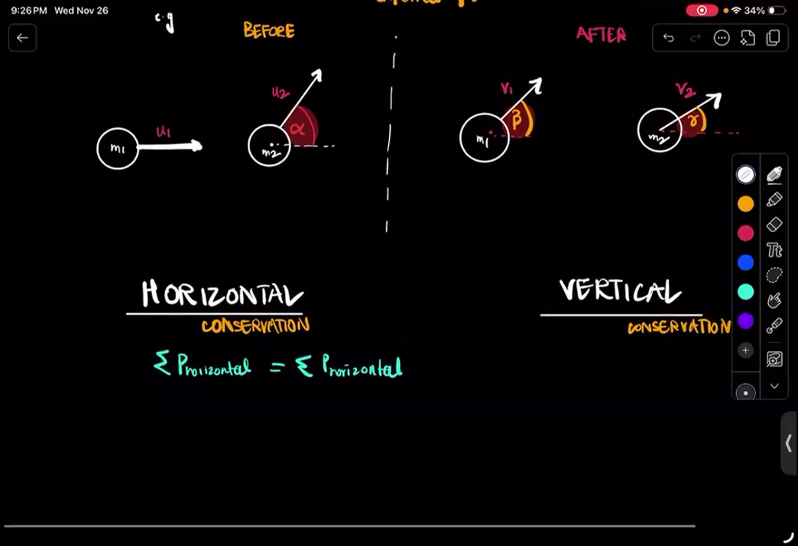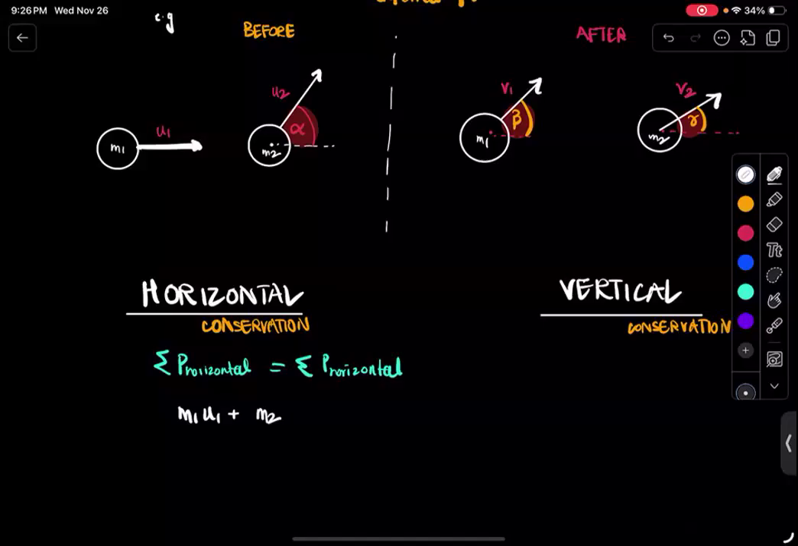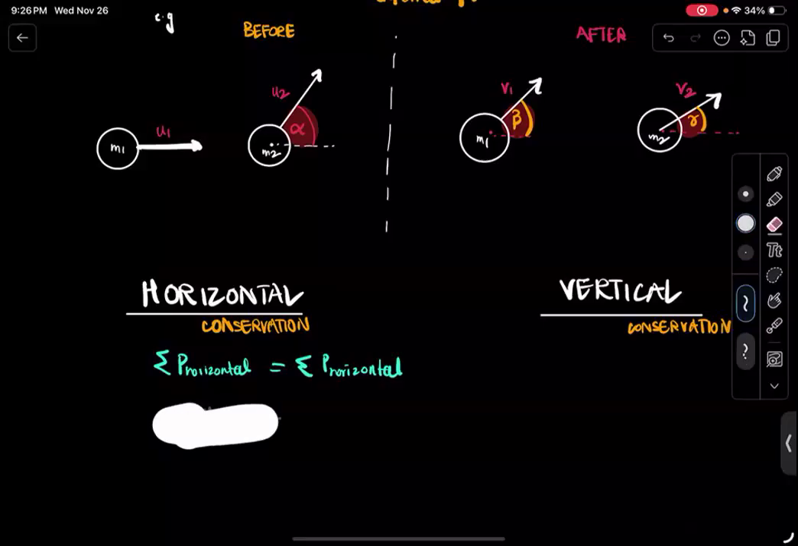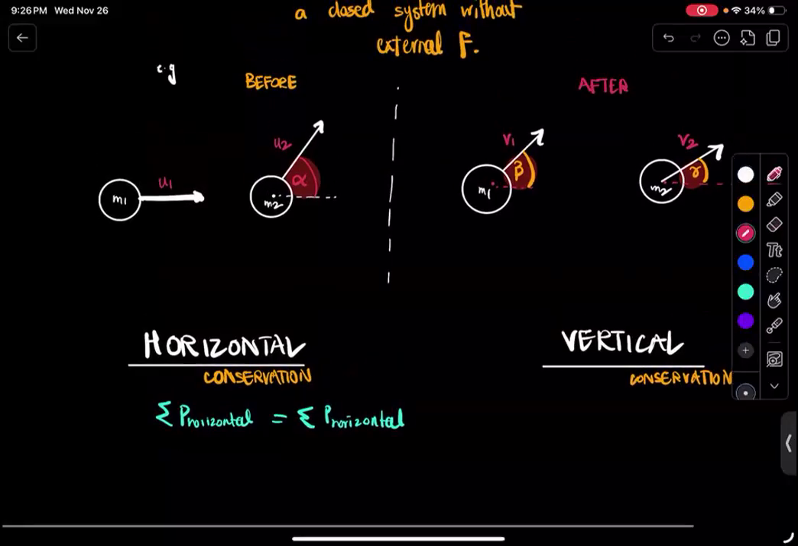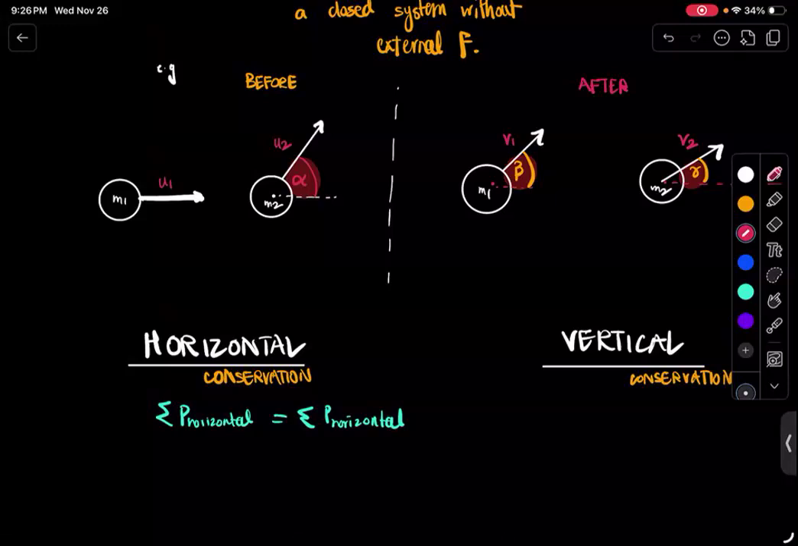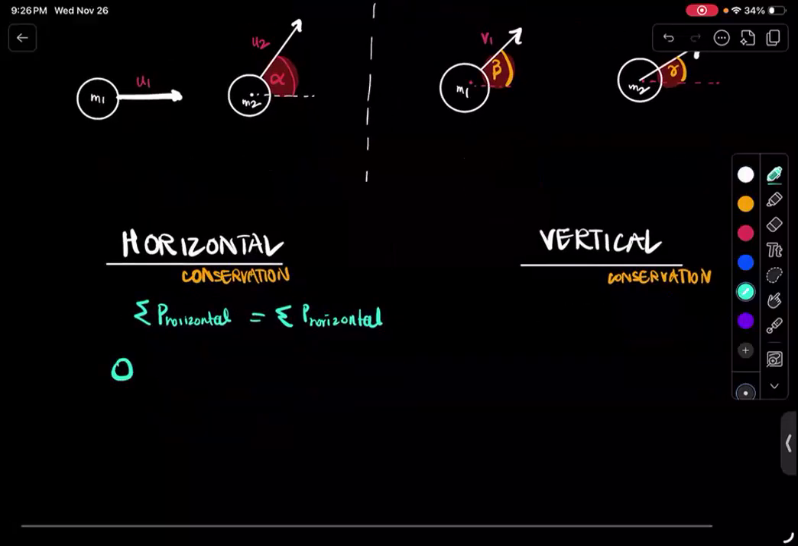Let's check. M1 U1 plus M2 U2. What would be the horizontal momentum before collision? Is M1 moving horizontally at all? No, it's not. It's only moving vertically. M1 has no horizontal momentum, so that's just going to be 0.